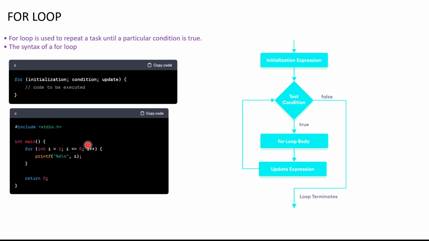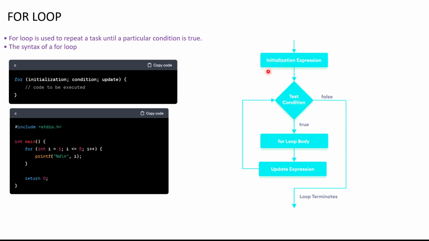Is 6 less than or equal to 5? Which is not, which is obviously false. So therefore, the control is going to come outside the for loop and it's going to execute the rest of the statements. Therefore, the output of this following program is going to be 1, 2, 3, 4, and 5. And this is the flowchart of the for loop.